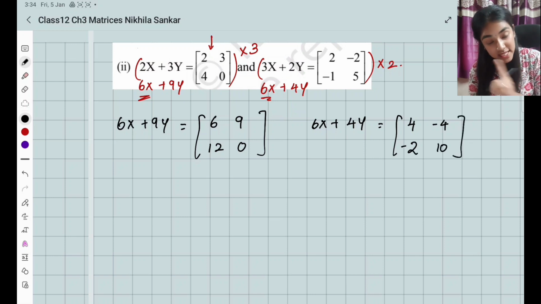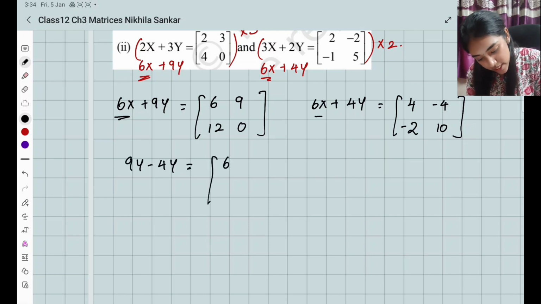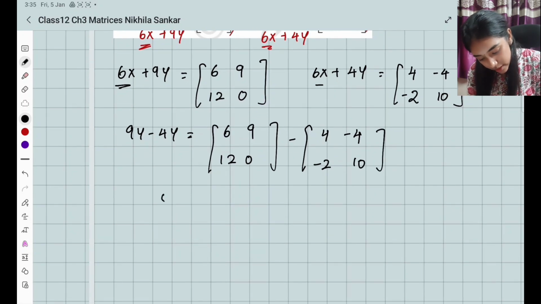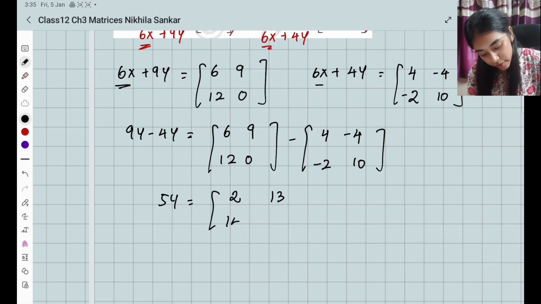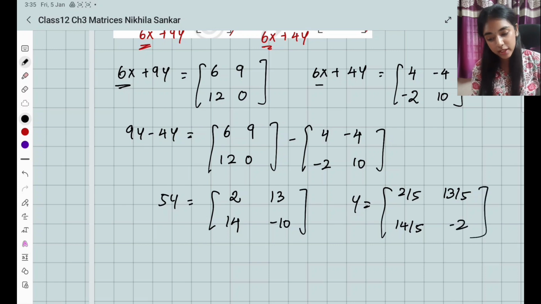So, when I subtract these two equations, the 6x and 6x cancel. When I subtract, I have 9y minus 4y equals, I can subtract what is inside: 6, 9, 12, 0 minus 4, minus 4, minus 2, 10. So, I have 5y equals 2, 13, 14, minus 10. The y value is going to be 2 by 5, 13 by 5, 14 by 5, minus 10 by 5, which is minus 2. So, the y value is found.